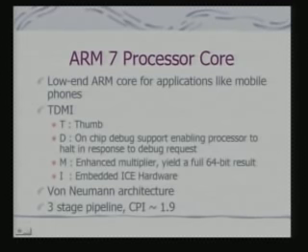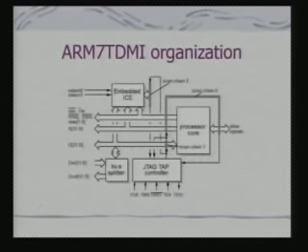Architecturally, ARM7 has a von Neumann architecture with a 3-stage pipeline, and the CPI, the cycles per instruction, is typically about 1.9. So, let us look at its organization.